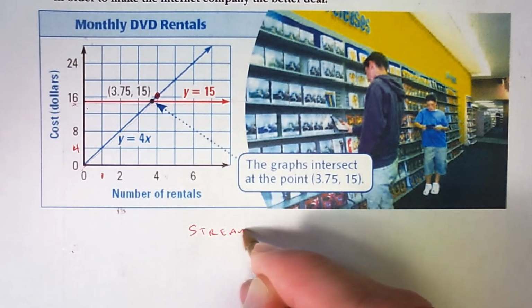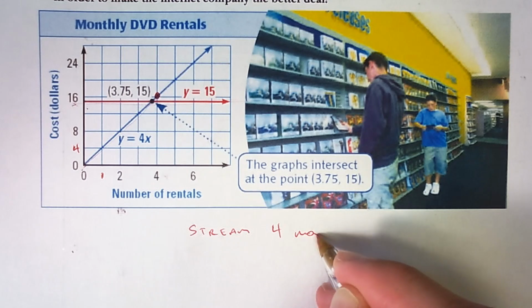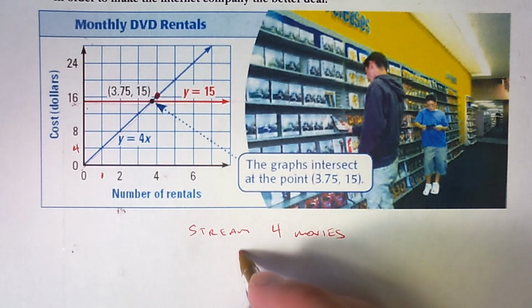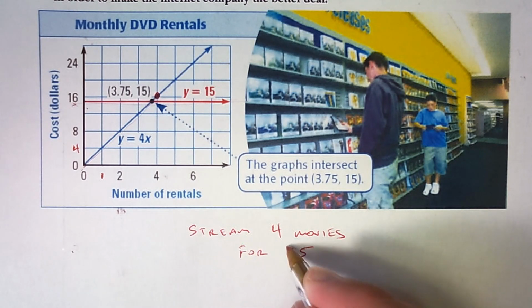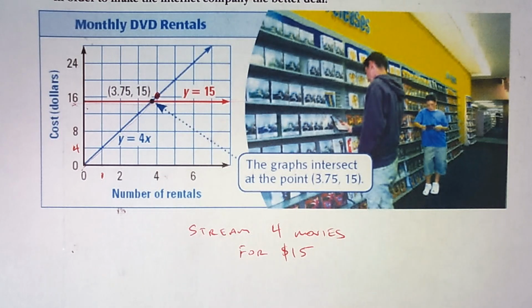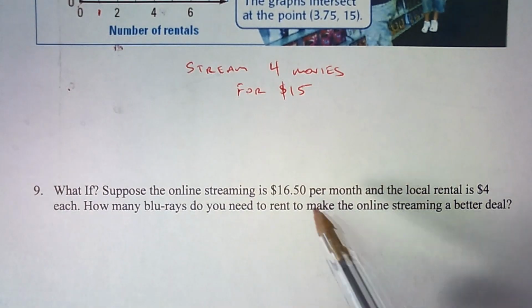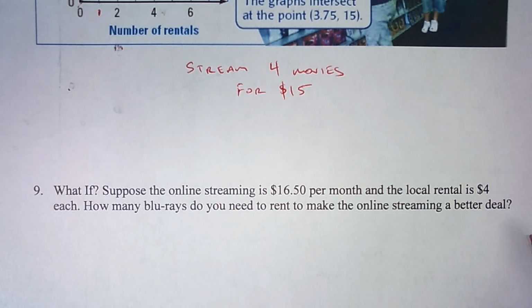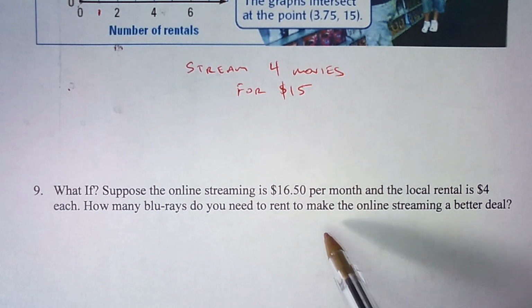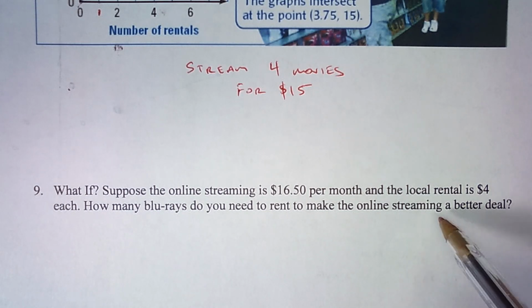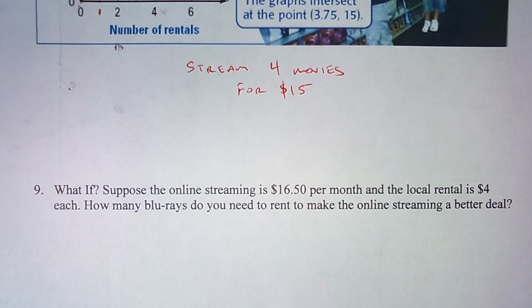You would stream 4 movies for $15 rather than renting 4 movies for $16. Suppose the price goes up to $16.50 for the streaming service, but the local rental is still only $4. Now how many Blu-rays do you need to rent a month to make streaming the online version a better deal?